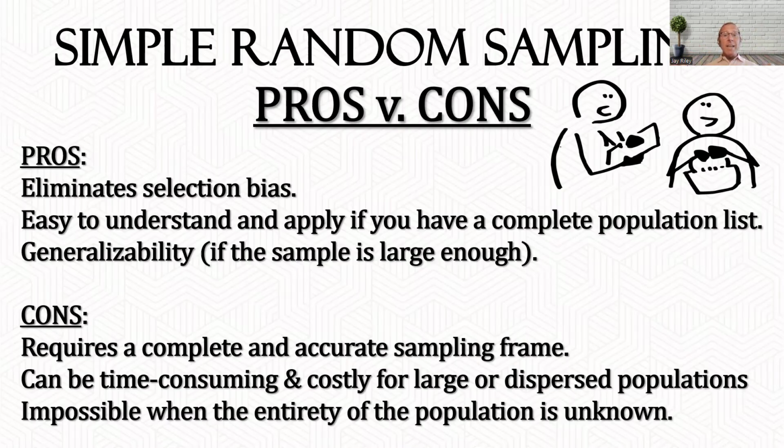It's easy to understand and apply if you have a complete list, and it's generalizable provided your sample is sufficiently large. The downside to simple random sampling is you have to complete that sampling frame, and that can be very difficult and time consuming. It can also be costly if you've got a very large population and a geographically dispersed population. And if you don't know the entirety of the population, well, then you can't do this, right?